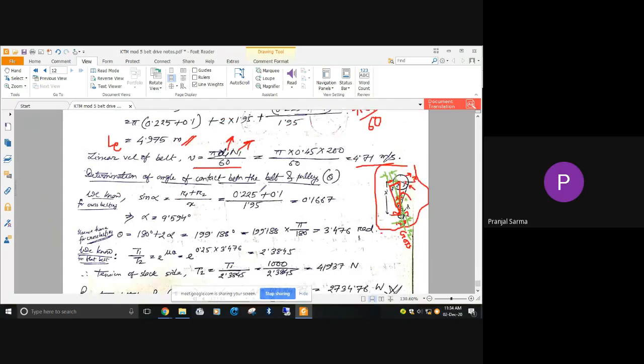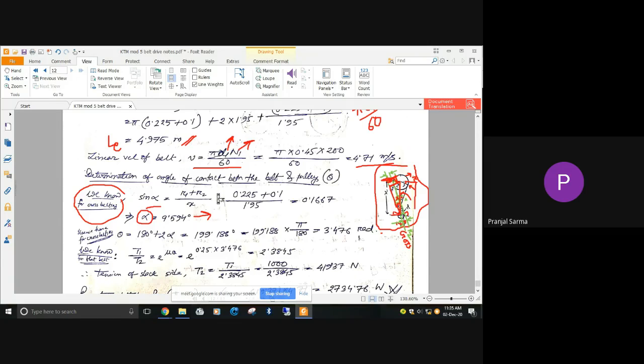Yes, sir. Okay, so now from this particular diagram itself we can write, for cross belting, as we have already seen, sine alpha can be written as (R1 plus R2) by X, where X is the central distance. That will give you this particular angle, sine alpha. R1, R2 and X we already know, so sine alpha we have obtained as 0.166, and from there alpha is 9.594 degrees. So now alpha is known.